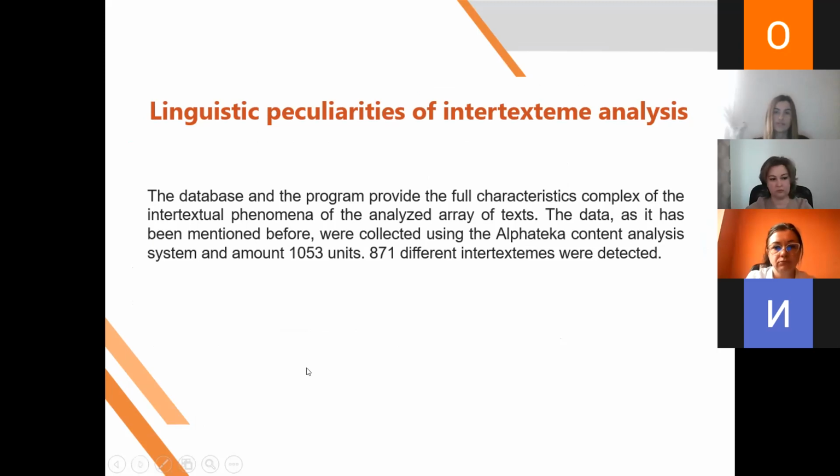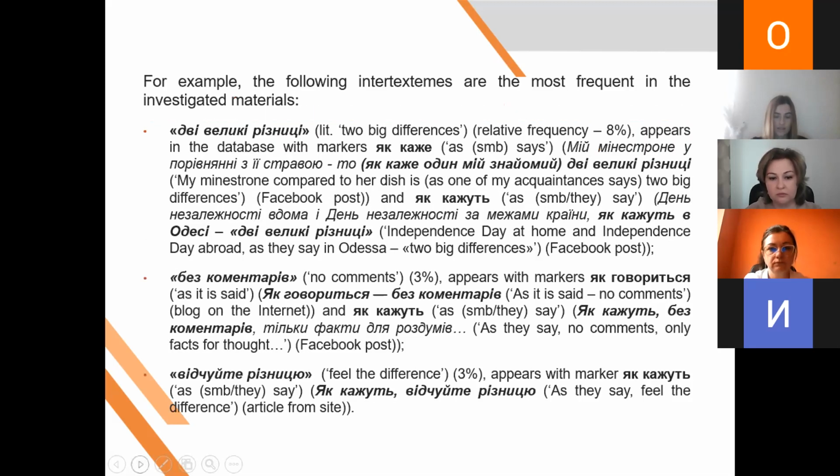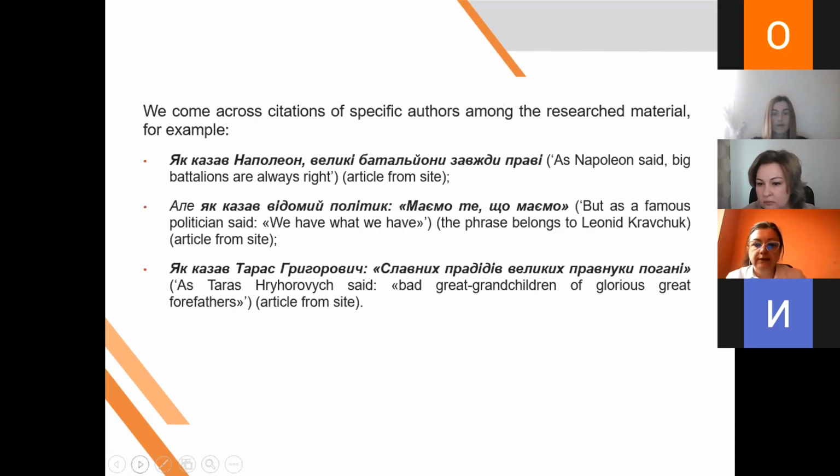Linguistic peculiarities of intertext theme analysis. The database and the program provide the full characteristics, a complex of the intertextual phenomena of the analyzed array of text. The data, as has been mentioned before, were collected using the Alpha content analysis system and amount to 1,053 units, and 871 different intertext themes were detected. On this slide, you may see the most frequent intertext themes in the investigated materials. We also come across citations of specific authors among the research material. Some examples are presented on this slide.